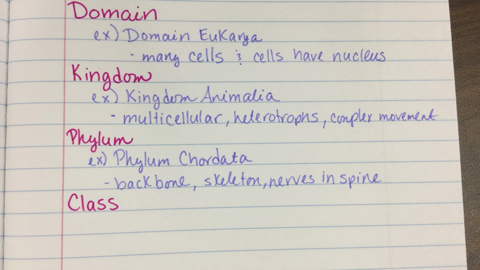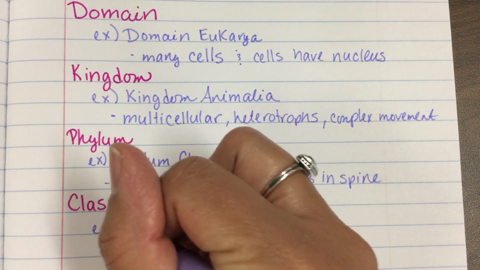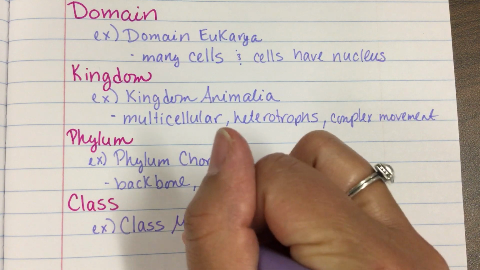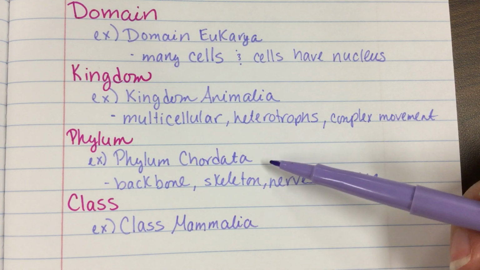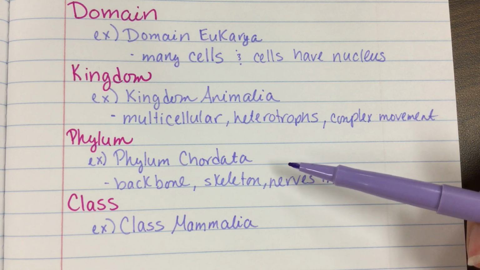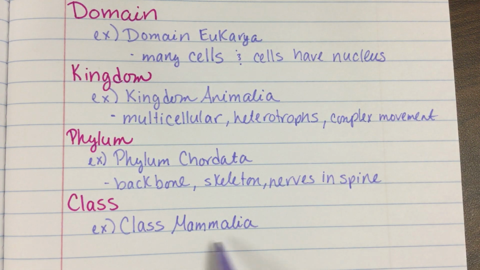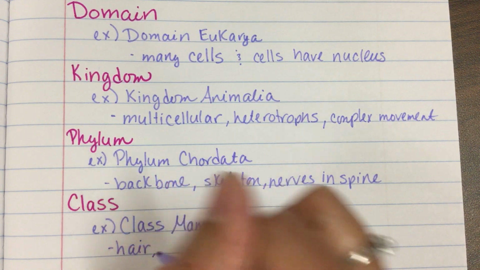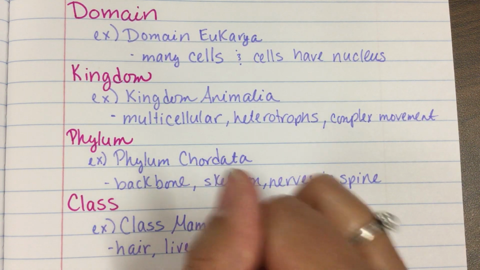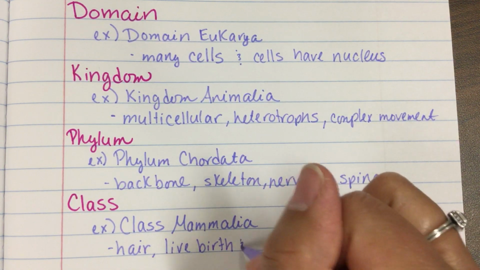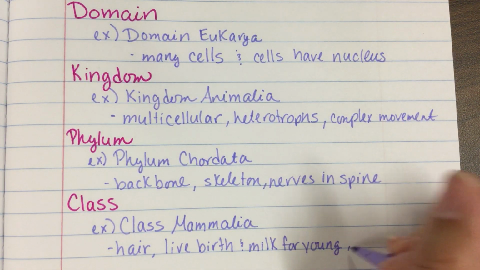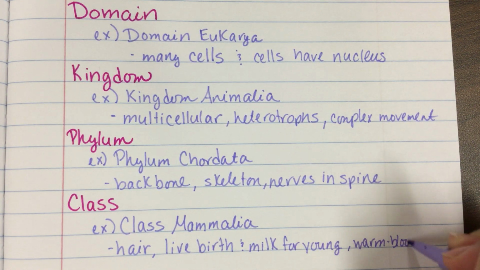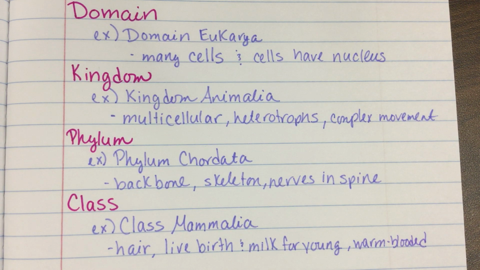Next we have class. For example, class Mammalia. We all know what mammals are. If we're thinking about phylum Chordata, that could include things like fish, birds, and reptiles. Those are not mammals. We're trying to get more specific. Mammals all have hair at some point in their life, they have live birth and milk for their young, and they're warm-blooded. Those are all characteristics of mammals.